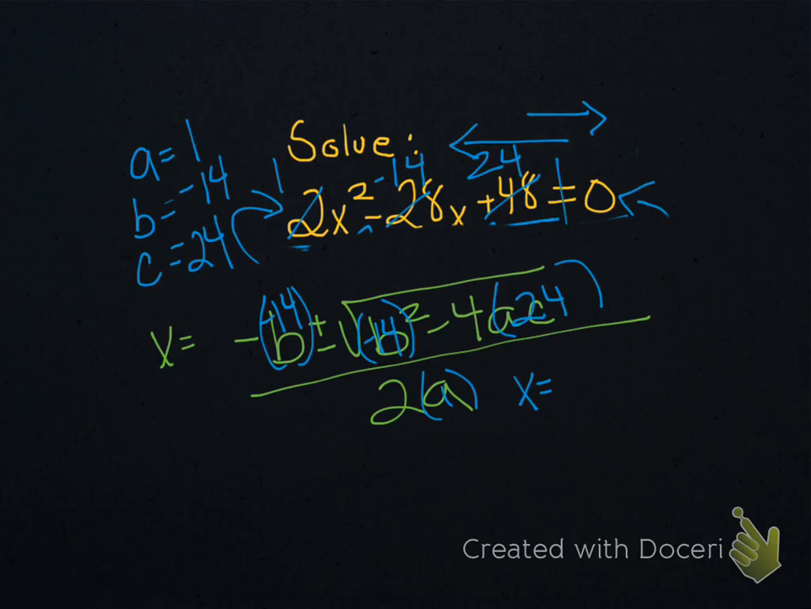Please pardon my poor structure here, but I'm running out of room. Plus minus the square root of 14 squared. Oh my goodness, 14 squared. That's going to require me to think. 196. All right, I got it. 196. Oh my, but these numbers are small and I'm still struggling. What was it? Minus 4 times 24.